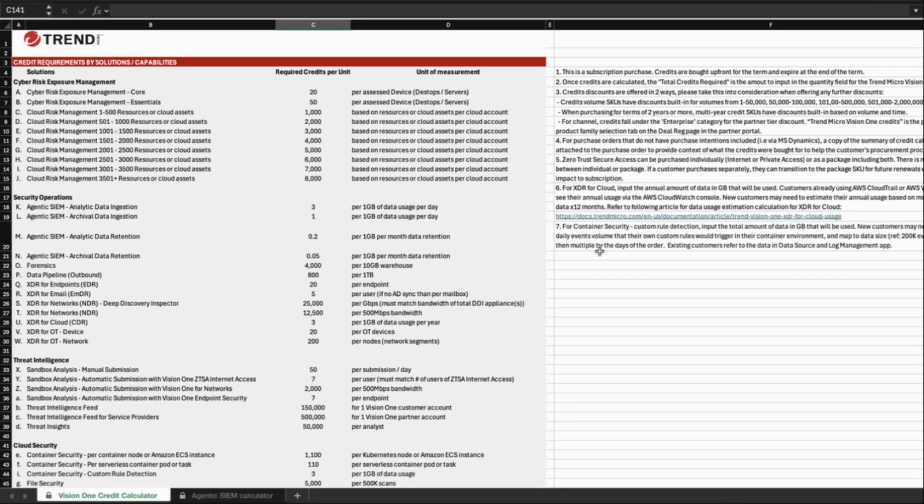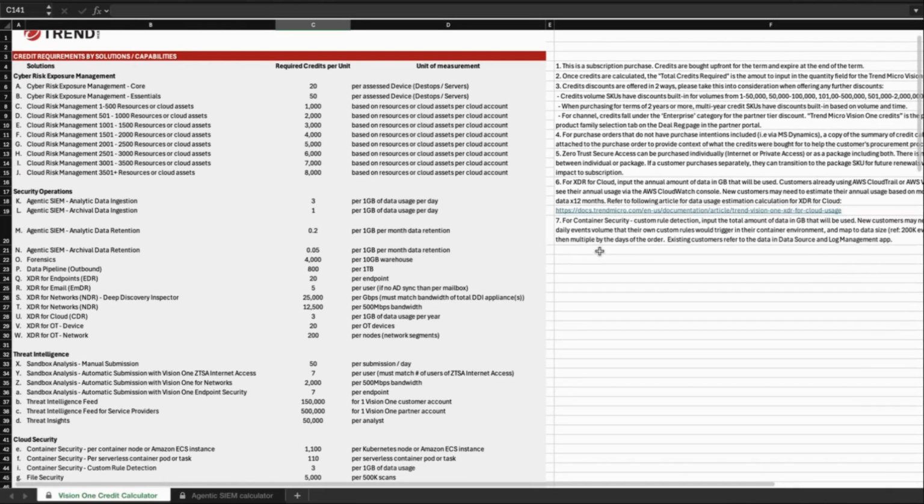But for us, we need to make sure that our customers are getting the right things. And from a licensing perspective, we need to make sure that we are selling the appropriate number of credits. We don't want anyone over deployed or under deployed. So the credit calculator is the tool that allows you to understand and measure how many credits are going to be needed for your customers when they purchase Vision One.